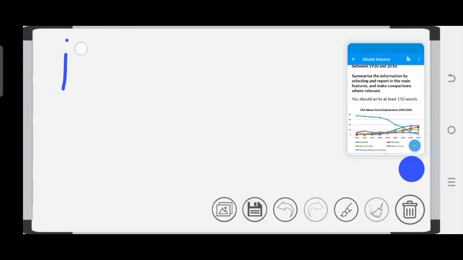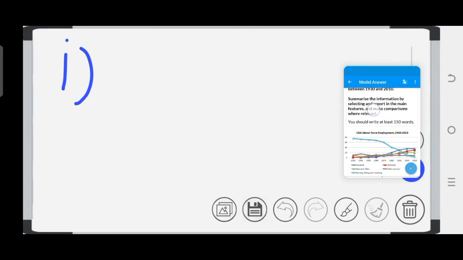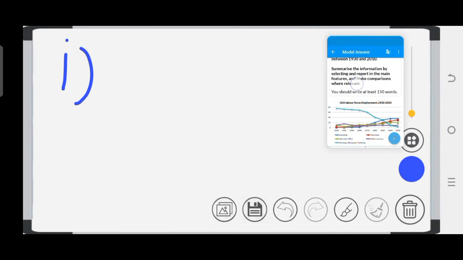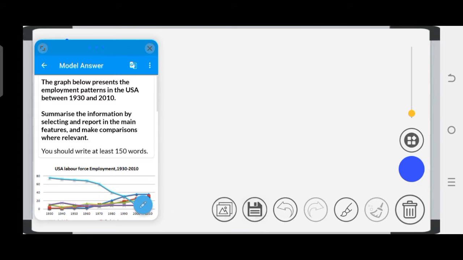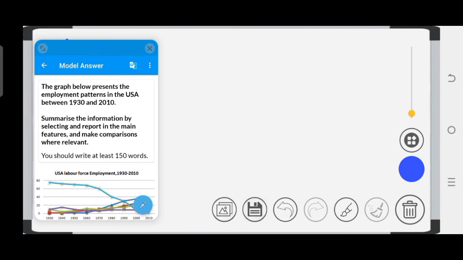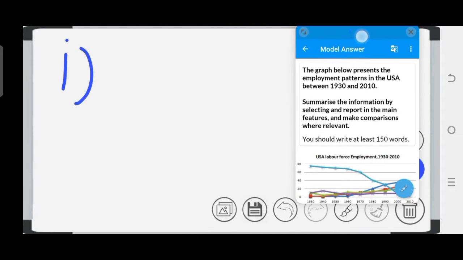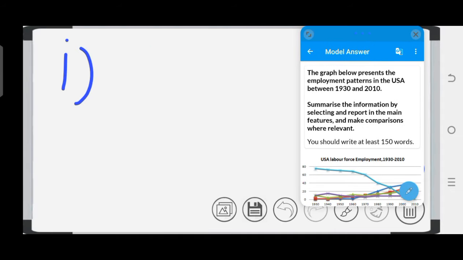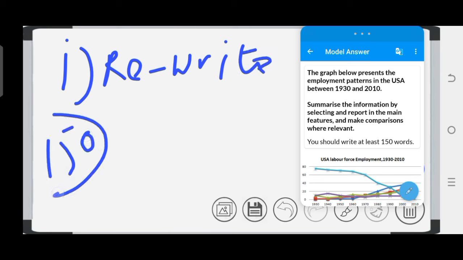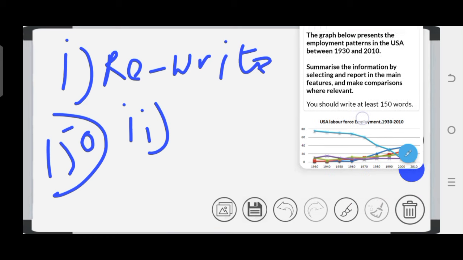So whenever you are writing in academic writing task 1, you copy the topic. The topic here is, the graph below presents the employment patterns in the USA between 1930 and 2010. So what you're going to do is rewrite this, and this is how you start. Remember, we only have to write 150 words minimum. So the first line is like this, and then secondly, you will simply start putting up the different values.